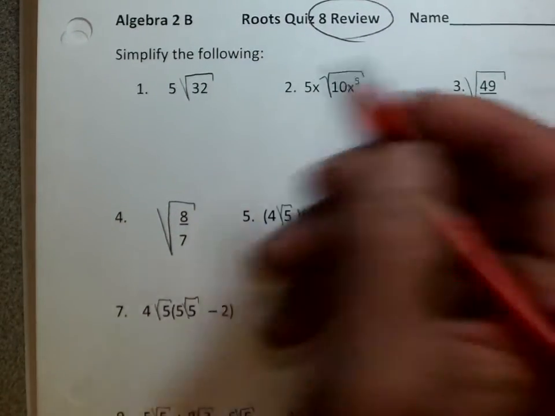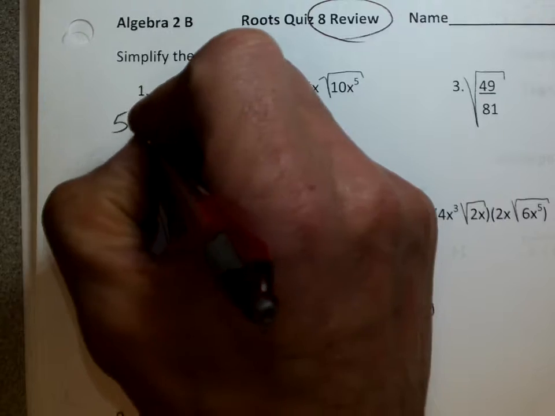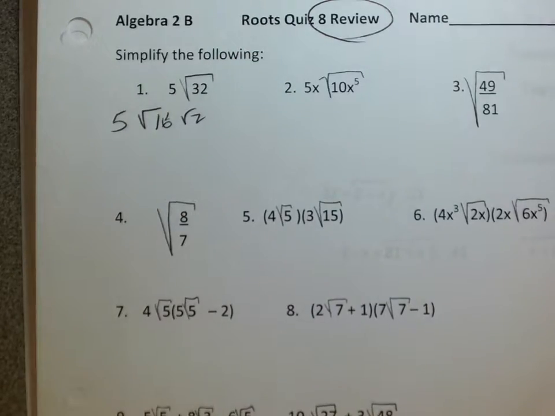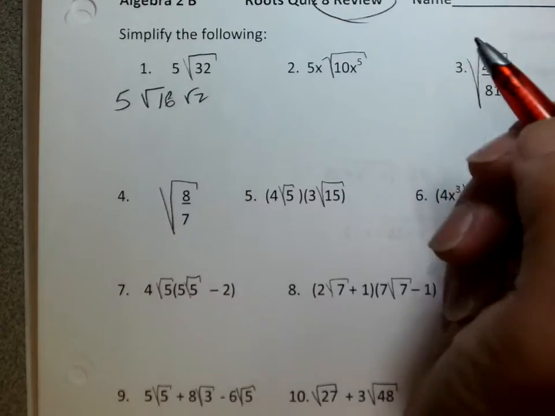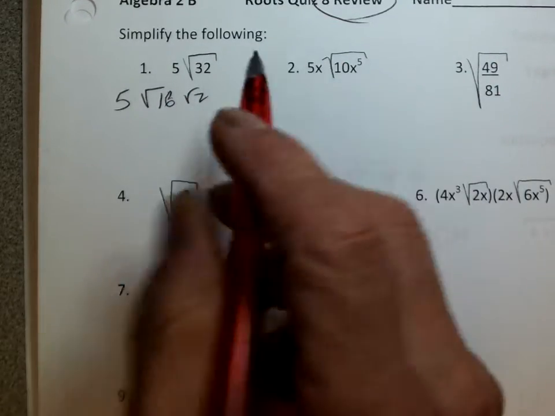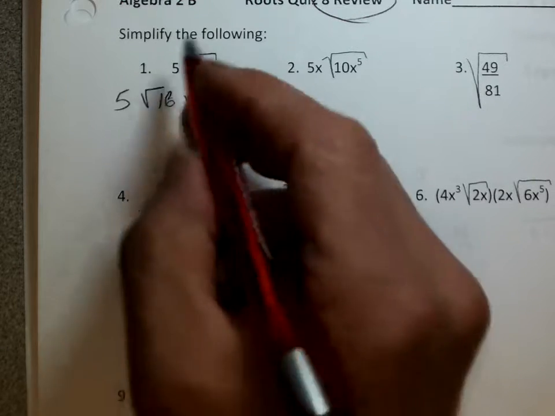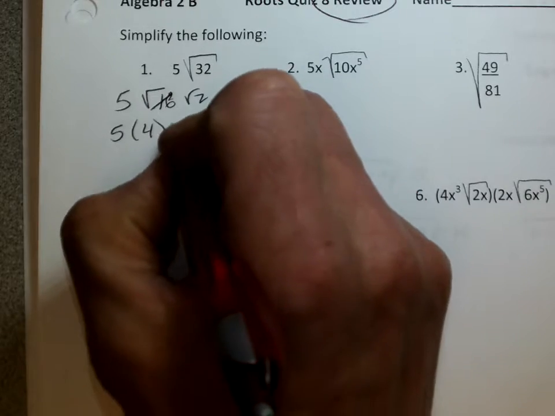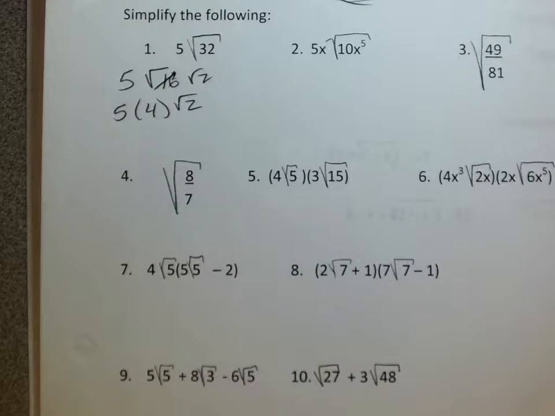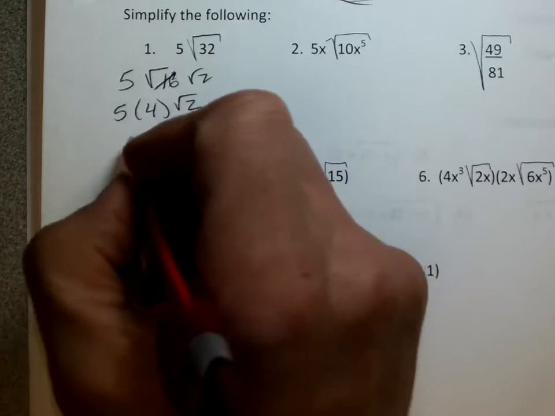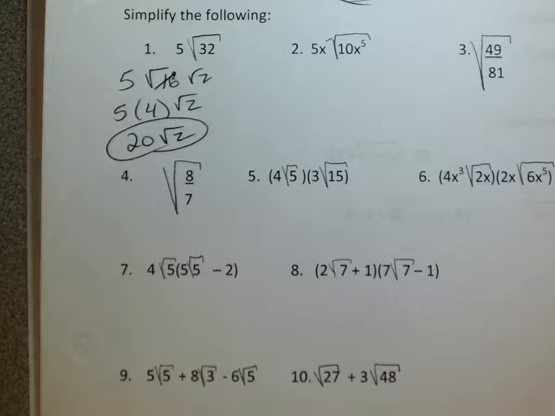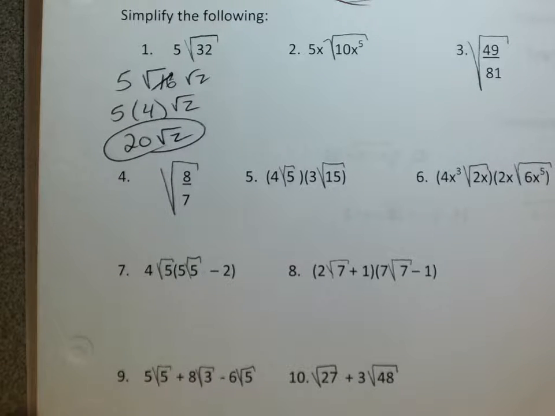Number one, I'm just going to break it up. I'm going to go square root of 16, square root of 2, because it is just square roots. I'm looking for perfect squares. 16 times 2 makes 32, but the square root of 16 is a perfect square because we know the square root of 16 is 4. Okay, and then I'm just going to finish it up. I'm going to go the 5 times the 4 and go 20 square roots of 2. Okay, that's it. And you guys should definitely know how to do this. It's Algebra 1 stuff. My Algebra 1 kids can do this, so you should be able to do this.